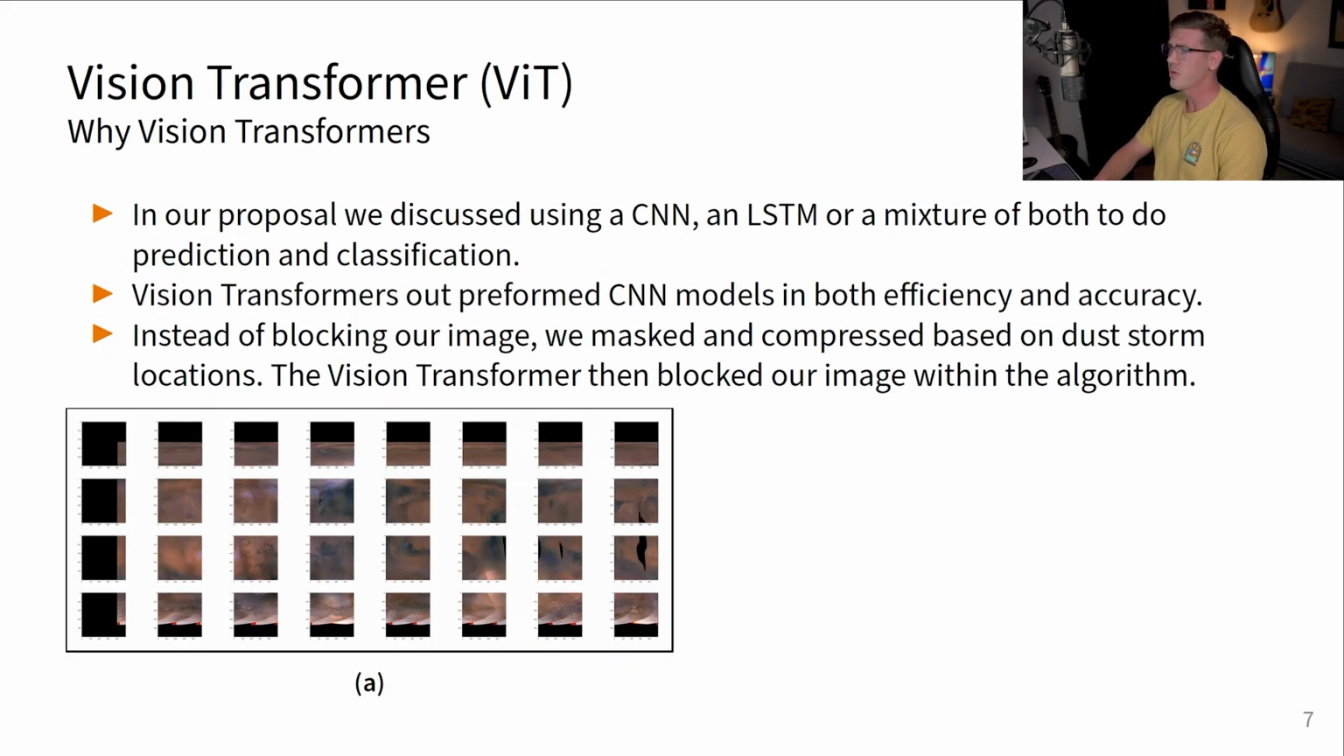So in our proposal, we discussed using a CNN, a convolutional neural network, or an LSTM, which is a long short-term memory, or a mixture of both to do the prediction and classification. What we found though is that a vision transformer outperformed a traditional CNN model in both its efficiency and its accuracy. Instead of blocking our image, sort of like what I talked about and how we took and compressed it and masked it, what we learned is that the vision transformer did a lot of this stuff for us, and I'll talk more about that. And it was also brand new, and so cutting edge technology in our eyes as it came out in 2021.